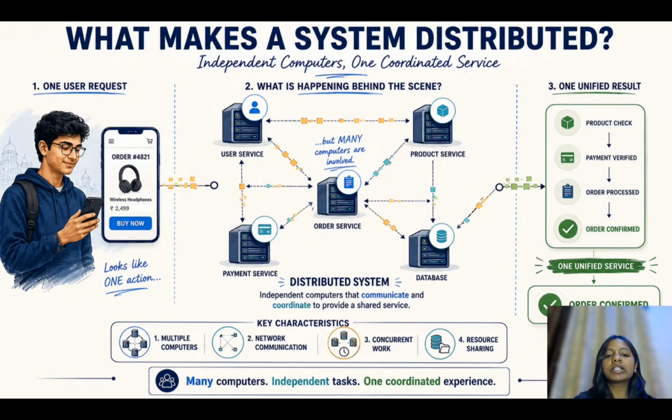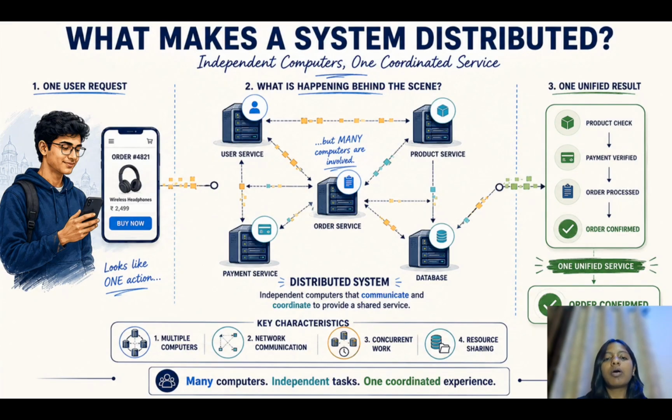So, what makes a system distributed? Now let's consider what actually makes a system distributed. Again, consider the same example of placing an order. I can make one user request from my phone. But behind the scenes, many computers are involved. The product service may check whether the product is available or not. The payment service verifies the payment. The order service processes the order, and the database stores the required information. Finally, these independent activities produce one final result, that is, order confirmed.